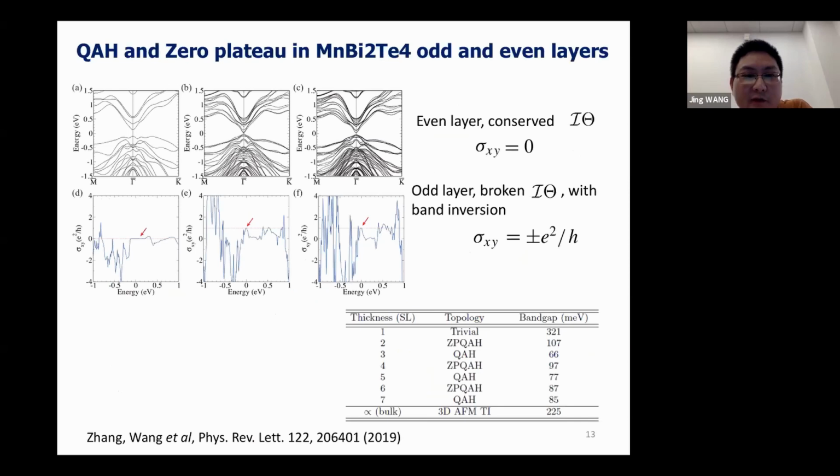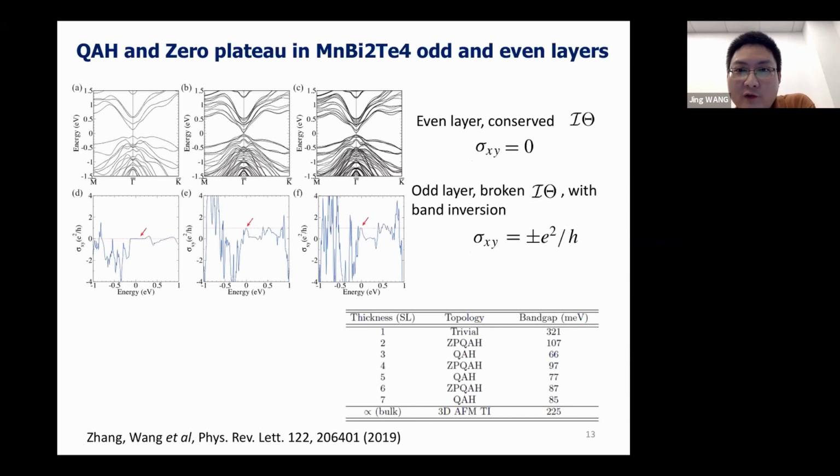So all of this is about a 3D system. Why is it interesting in 2D? Because that's what is interesting about this magnetic telluride. This material is a van der Waals material and very easy to exfoliate. So you can see theoretically that for even layers, the magnetization is anti-parallel along the direction.